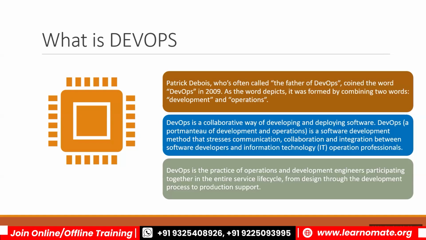So what is DevOps? This term DevOps was coined by Patrick Debois in 2009. It's formed using two words, which are nothing but development and operation. If you look at the definition, it is nothing but a collaboration in developing and deploying software by two people. One is the software developer, and another one is the information technology professional. So it's an amalgamation of two words, development and operation.